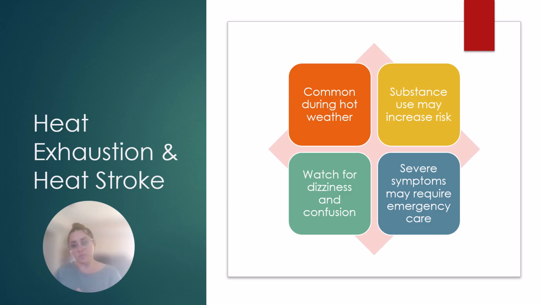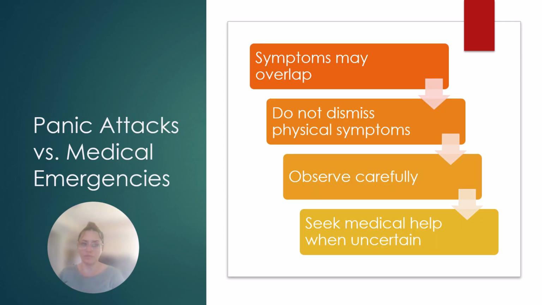And so we should encourage people experiencing mild symptoms to move to a cooler environment and to rest and hydrate if appropriate. But severe symptoms of heat exhaustion or dehydration, confusion, loss of consciousness, seizures, an inability to stay awake, may indicate heat stroke or severe dehydration, which are medical emergencies. And that's going to require immediate medical attention. Again, stay calm, monitor the symptoms carefully, and contact emergency services when necessary.